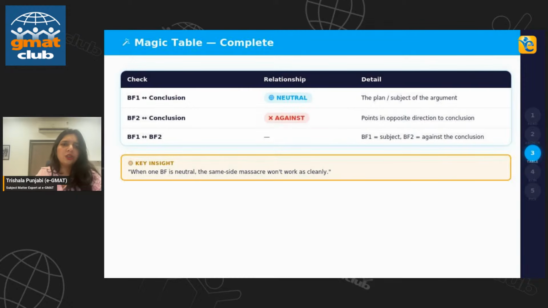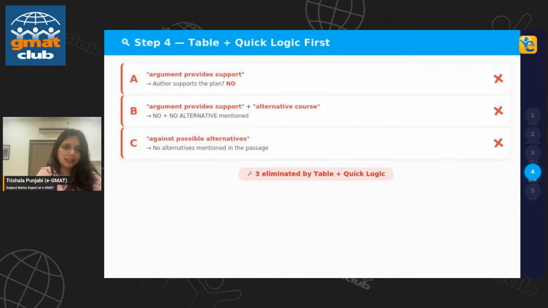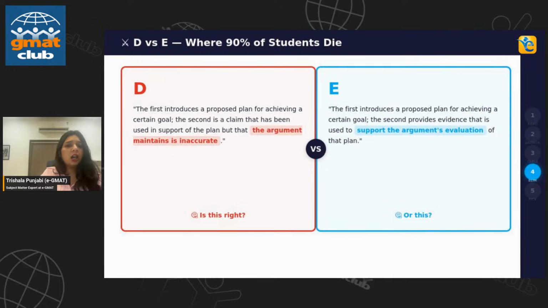All right. So now, none of you chose A, B, or C, it's a quick no. A says the argument provides support, but the argument is not supporting the plan. Same reason B is out. C says against but possible alternatives. There is no alternative mentioned in the passage. Okay. So now we are between D and E, which is what half of you picked.